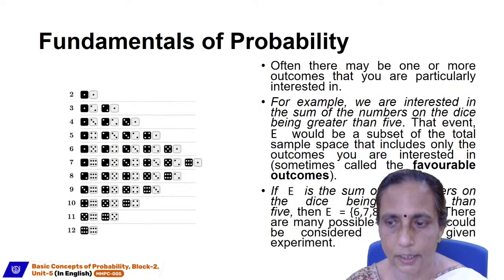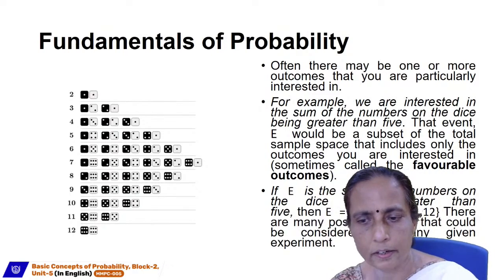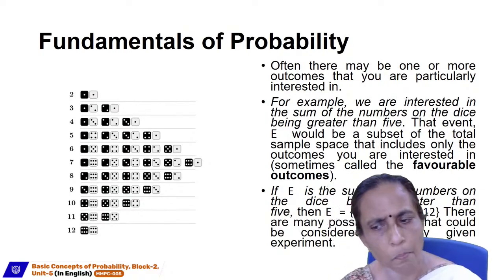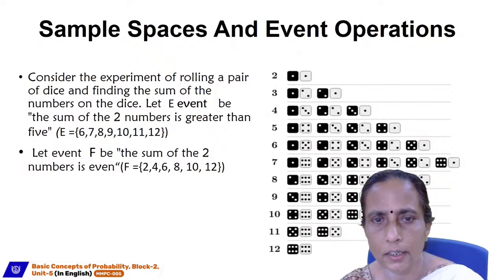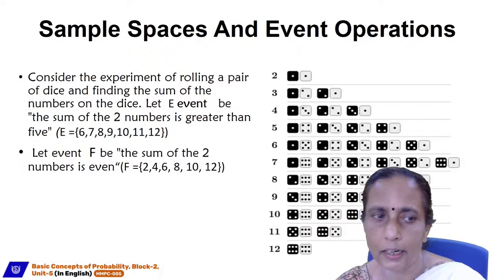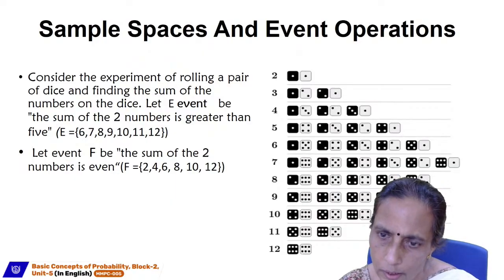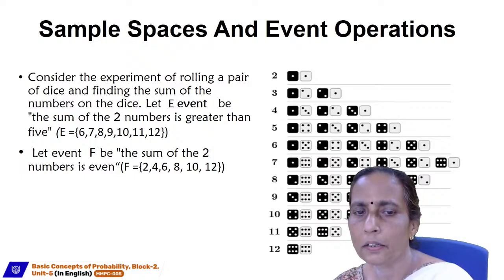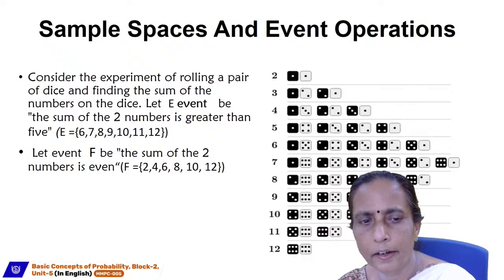That outcome is called your favorable outcomes. So if E is the sum of the numbers on the dice being greater than 5, then E is the set of numbers greater than 5, that is 6, 7, 8, 9, 10, 11, and 12. So there are many possible events that could be considered for any given experiment. This is an example we have taken. Consider again the experiment of rolling a pair of dice and finding the sum of the numbers. Let E be the event that the sum of the two numbers is greater than 5. And suppose one more event, F, is that the sum of the two numbers is even, that is 2, 4, 6, 8, 10, 12.